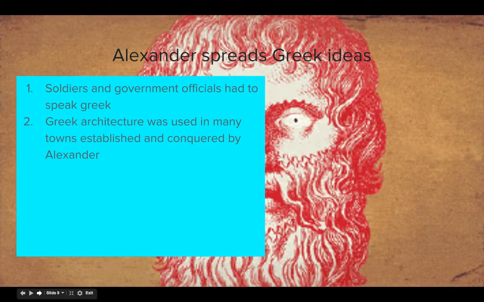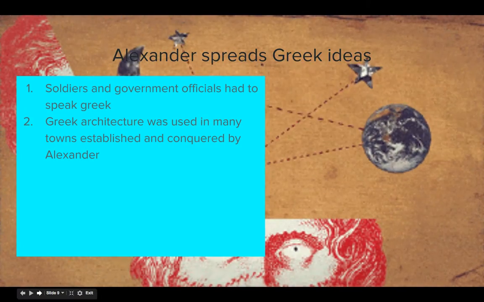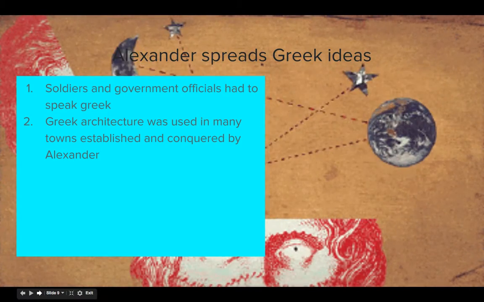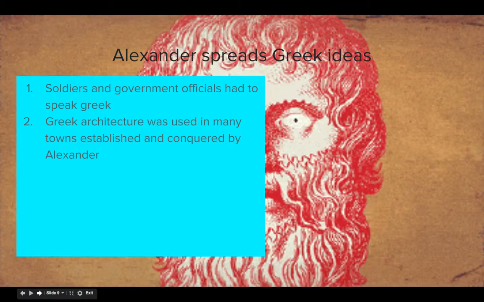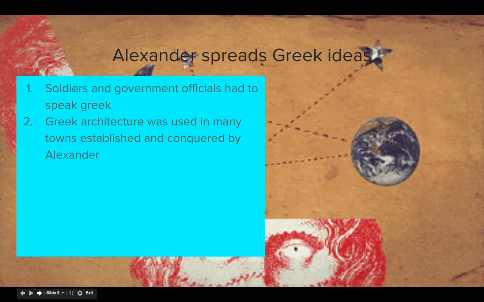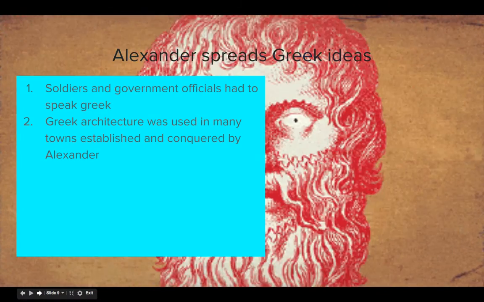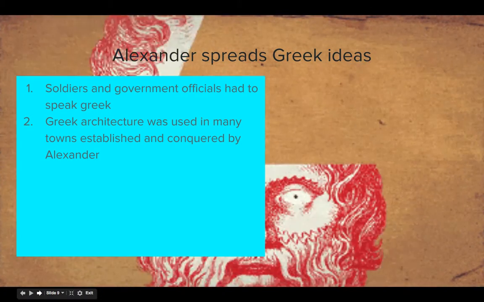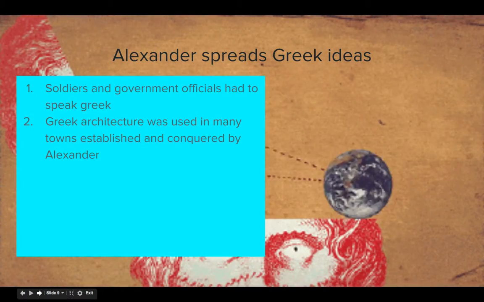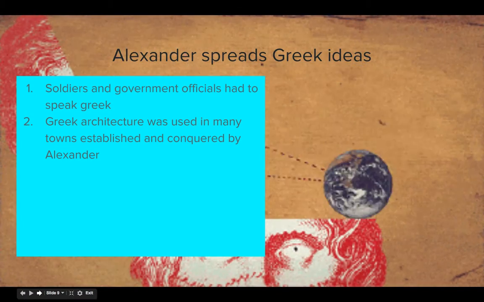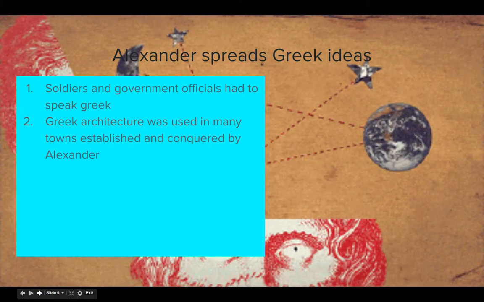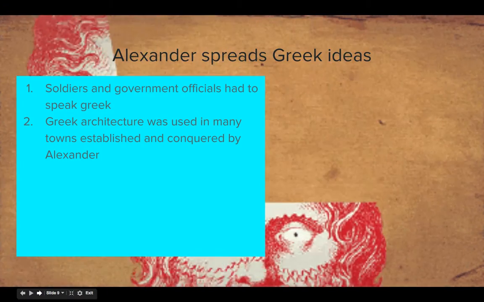Another thing that he did was he spread Greek architecture, and he used this in many of the towns that he established and conquered throughout his wars and battles to create his empire. So he starts bringing architecture, which brings Greek people to these areas. A lot of libraries, a lot of thinking really is encouraged in these areas of Alexander the Great's empire.